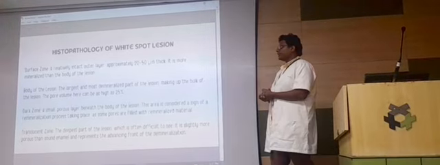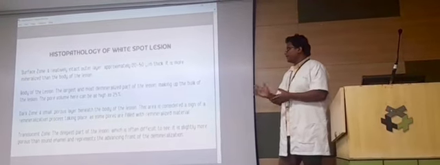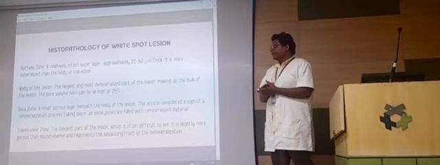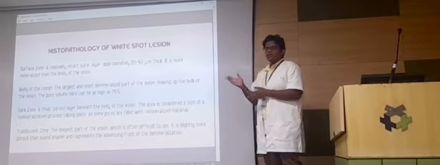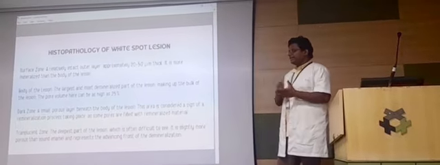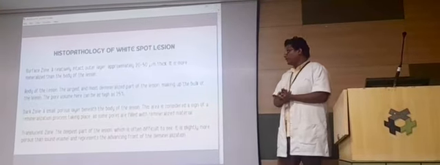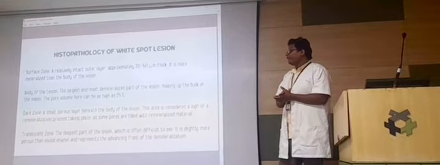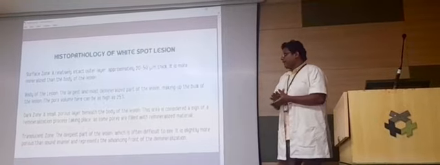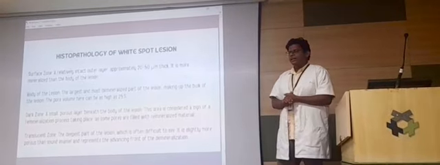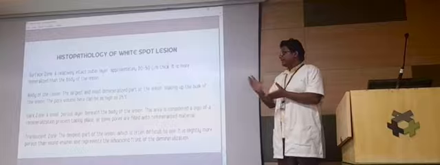Next is the body of the lesion, the largest and most demineralized part of the lesion, making up the bulk of the lesion. The pore volume here can be as high as 25%. The next zone is the dark zone. A small porous layer beneath the body of the lesion is the dark zone. This area is considered a sign of the remineralization process taking place, as some pores are filled with remineralized material. Abundant remineralized material is seen in the dark zone.